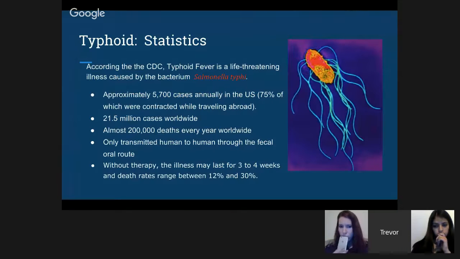So it does affect a lot of people in a lot of countries, and a lot of people do die from it still every year, even though it's been mostly eradicated in the U.S. It's only transmitted human to human through the fecal-oral route. You'll hear a little more about that later with Victoria. Another statistic is that without therapy, it can kill from about a tenth to about a third of the people that it infects. After about 3 to 4 weeks, or about a month, when the infection has run its course, it does claim quite a few people to death.